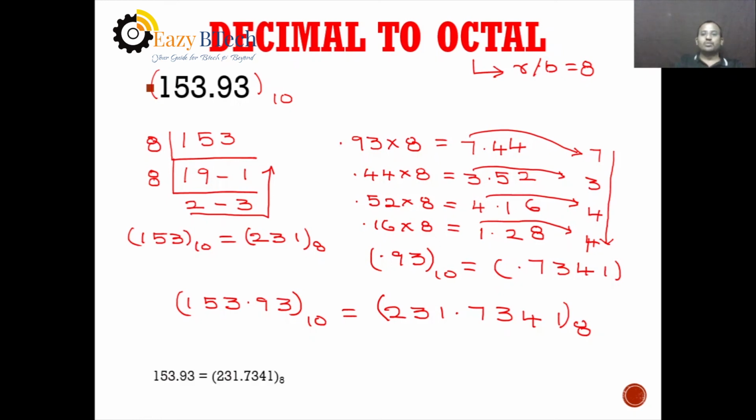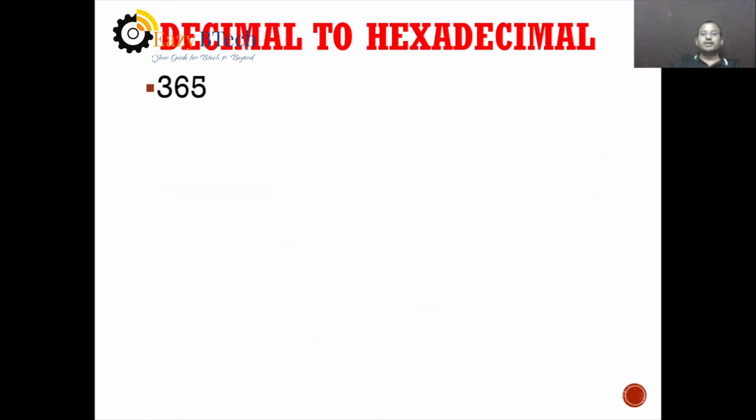We will see one more example. The decimal number 365 is given. We have to find the corresponding hexadecimal equivalent. As it has only the integer part, we have to divide. As it is a hexadecimal number, the radix is 16, so divide with 16.